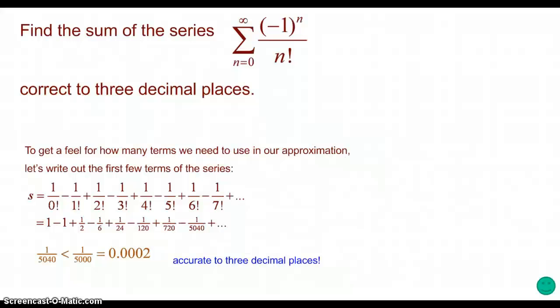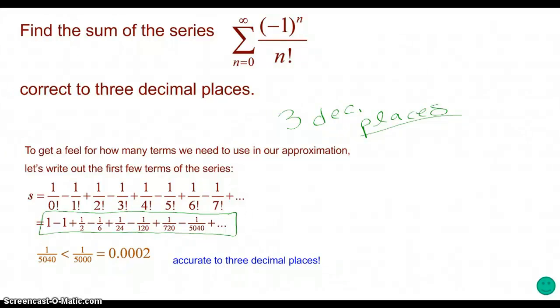So let's look at one more example really quickly. I think we can get through this before the end of the video. So find the sum of the series correct to 3 decimal places. 3 decimal place accuracy. Well, we could generate some terms, which I've done here. I've generated the first 7 terms. And then I have put them in their fractional values. And I'm looking for a term that is going to guarantee me 3 decimal place accuracy. And that is the first term that guarantees me 3 decimal place accuracy.